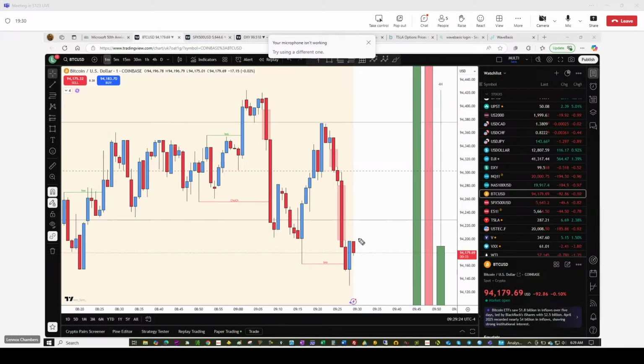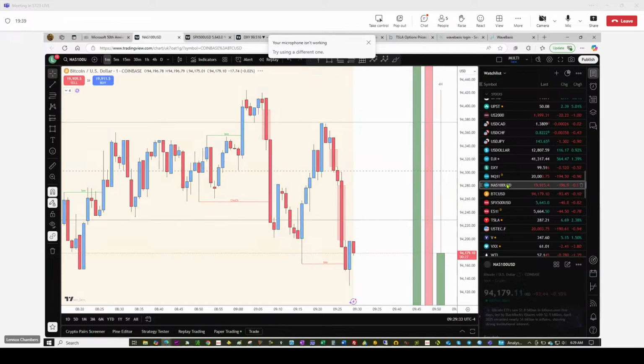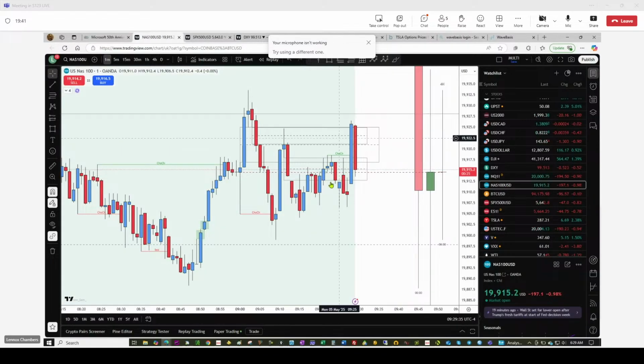So a little bit of a retrace back up, and that would be a sell opportunity on Bitcoin. See how NAS is done. Okay, NAS did spike up a little bit, so that was one of the possibilities. Because we had this move, we could do that, but they did come back and take out the lows first. Interesting. So that's quite a push back to the upside.